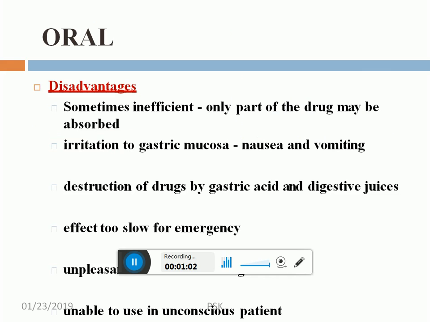So what about the disadvantages of this method? It can be inefficient, as only part of the drug may be absorbed. There can be irritation of the gastric mucosa, like nausea and vomiting. The drug may be destroyed by gastric acid and some of the digestive enzymes. The effect is too slow in an emergency, and sometimes it cannot be used in an unconscious patient.